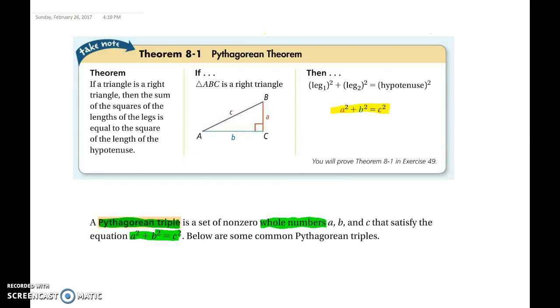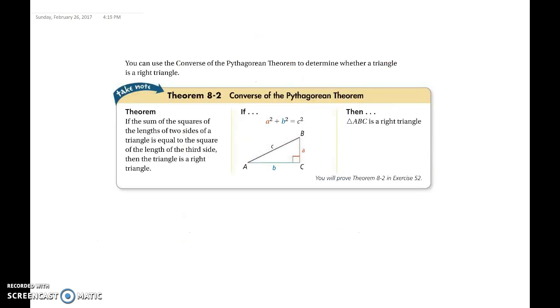So remember, the Pythagorean theorem states if it's a right triangle, then its two legs squared will add up and equal its hypotenuse squared. And remember, our converse is we switch our hypothesis and our conclusion. So these two will switch. So our converse of the Pythagorean theorem states if a squared plus b squared is equal to c squared, then we know it's a right triangle for sure. So if it satisfies the Pythagorean theorem, then we know it's a right triangle.